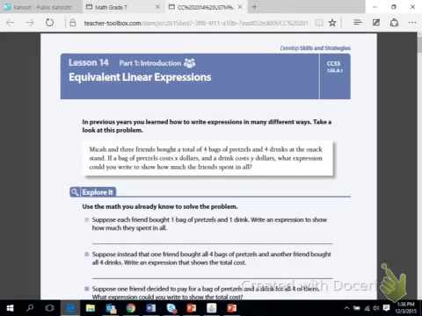In Lesson 14, we'll be looking at equivalent linear expressions. In previous years, you've learned how to write expressions in many different ways. We want to take a look at this problem and then explore it.